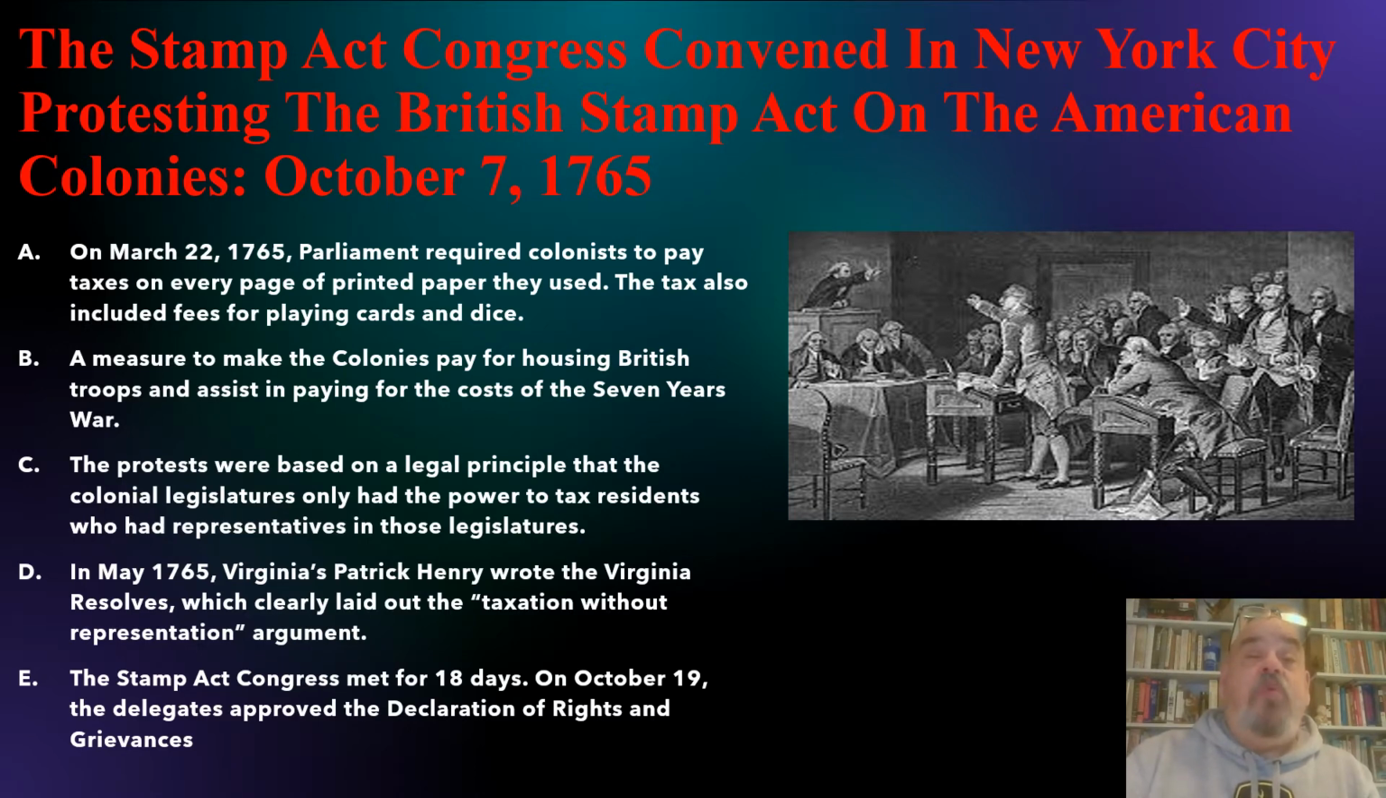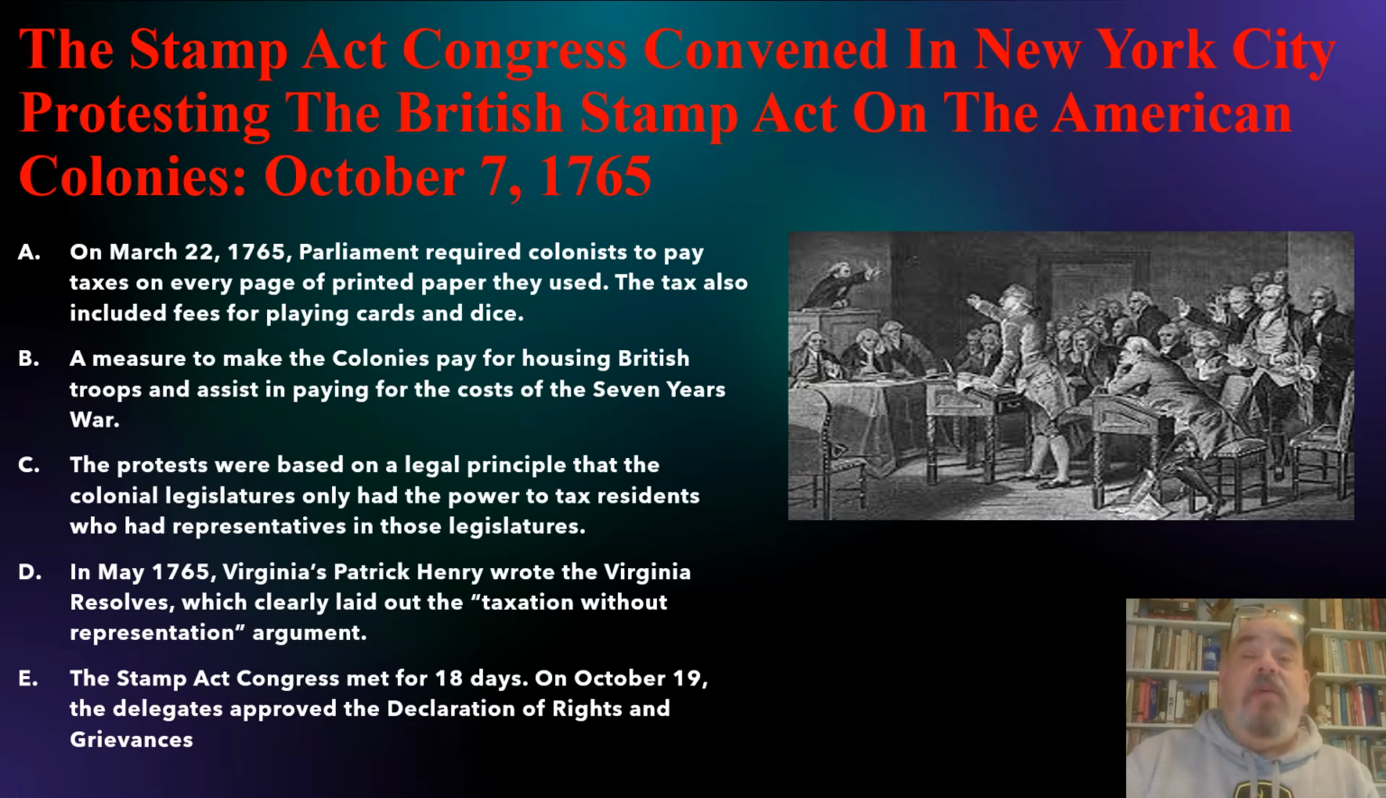The protests were based on a legal principle that the colonial legislatures only had the power to tax residents who had representatives in those legislatures. In other words, only state or colonial legislatures within the colony had the ability to tax its own citizens on a sales tax. So this became a problem.